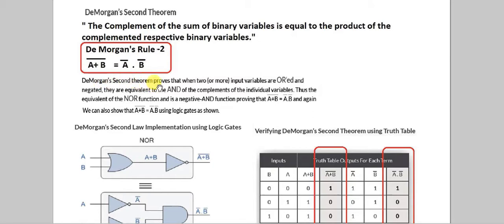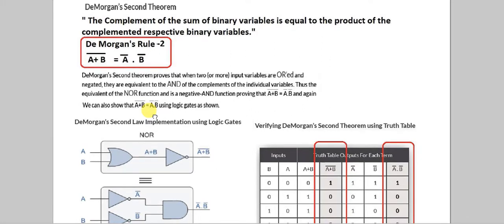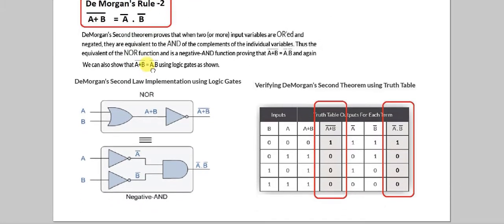So De Morgan's second theorem proves that when two or more input variables are ORed, meaning summed, and negated, meaning complemented, they are equivalent to the AND of the complements of the individual variables. Thus the equivalent of the NOR function is a negative AND function, proving that (A plus B) complement is equal to A complement dot B complement. And again we can show that this is true using logic gates as shown in the figure, and the truth table will be defined.